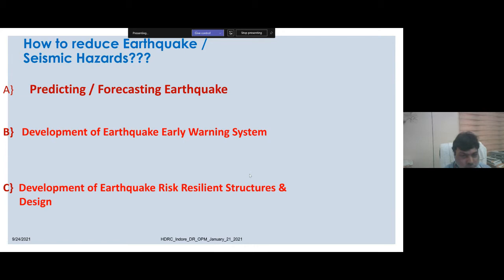Second, the development of an earthquake early warning system, which is still not precise or reliable, in the sense that it is a post-earthquake early warning system. Once the rupture initiation takes place, that means the P wave is recorded, then we measure the disastrous phases with respect to the P phases. And if the proper response time is there, then you can give the warning for the disastrous phases, meaning the secondary, tertiary and surface waves. But its response time is so short, so it is also not viable for us in the present situation. So the third, the development of earthquake risk resilient structures and design, is the only authenticated approach that we can follow.